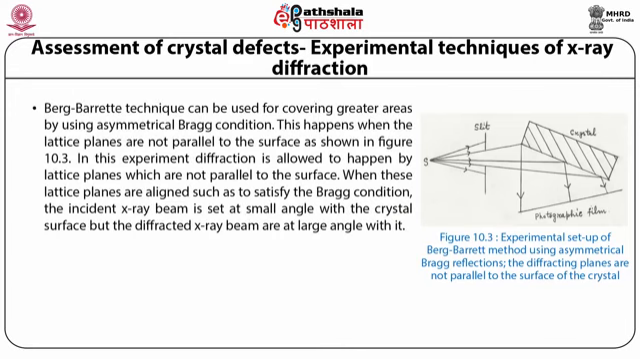Burke-Barrett technique can be used for covering greater areas by using asymmetrical Bragg condition. This happens when the lattice planes are not parallel to the surface, as shown in figure 10.3. In this experiment, diffraction is allowed to happen by lattice planes which are not parallel to the surface. When these lattice planes are aligned such as to satisfy the Bragg condition, the incident X-ray beam is set at a small angle with the crystal surface, but the diffracted X-ray beam is at a large angle with it.